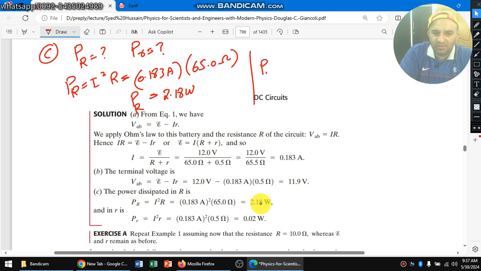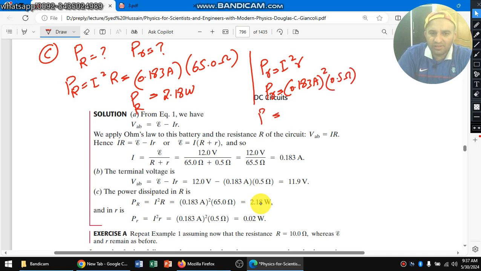Now we need to find the power dissipated across the internal resistance small r. So the power dissipated in the internal resistance is equal to I squared times small r. The current is 0.183 ampere squared, times the internal resistance 0.5 ohm. Now we put the values in and we get the answer, which is equal to 0.02 watt.